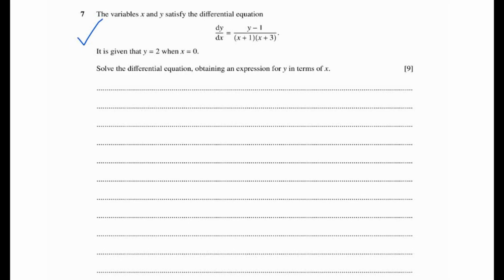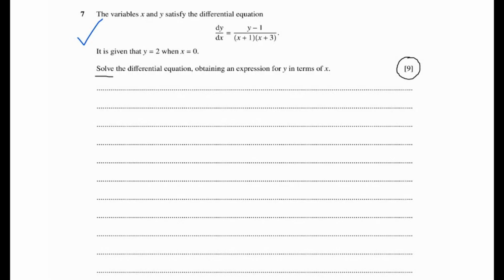This next question carries 9 marks. Okay, just looking at that, it tells us that it's either going to be tedious or it's going to be tricky. So let's see when we start this equation what it's going to be like. So the differential equation is dy by dx is equal to y minus 1 over x plus 1 times x plus 3. And they've given us y is 2 when x is equal to 0. Solve the differential equation and obtain an expression for y in terms of x.